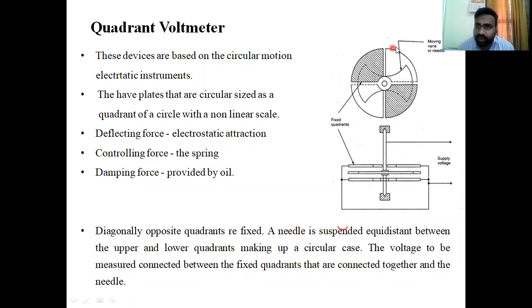That means how we can explain this: both plates are diagonally fixed. The needle is suspended equidistant between the upper and lower quadrants of the circular case. That means the voltage to be measured is connected in between these two fixed plates. How much voltage we need to measure is placed between these fixed plates. In between the fixed plates, we are placing the movable plate.